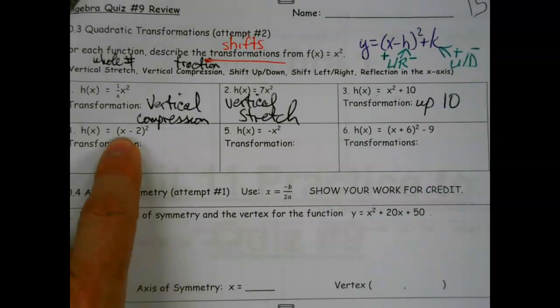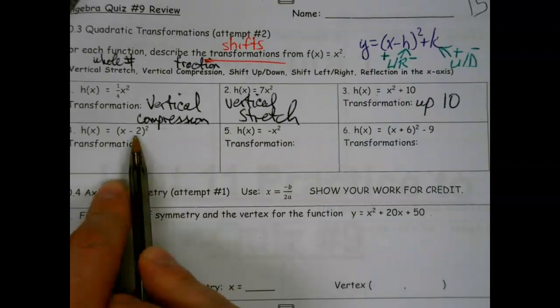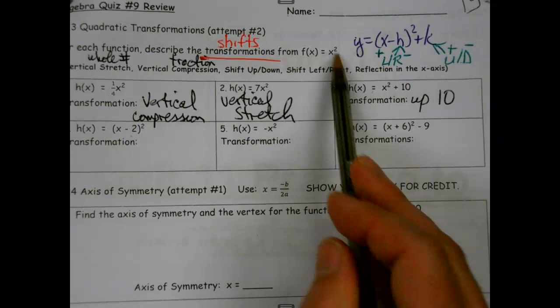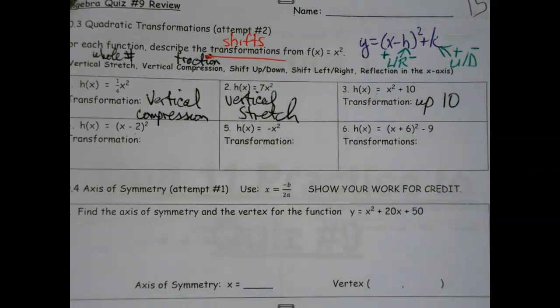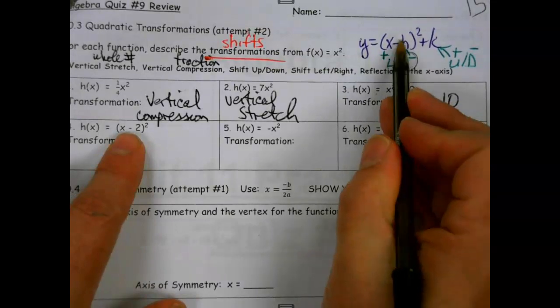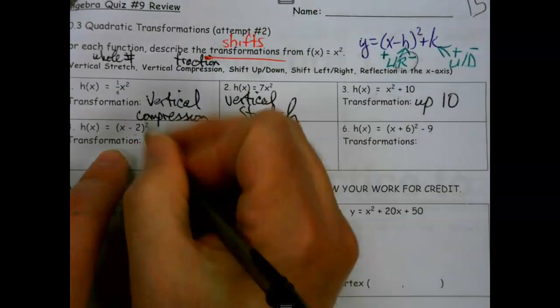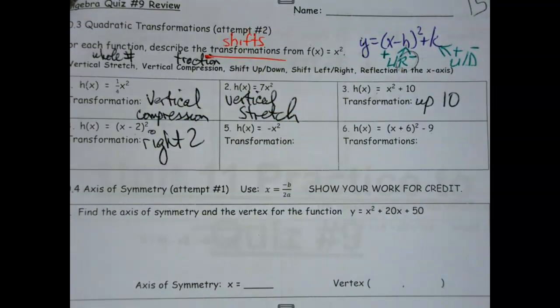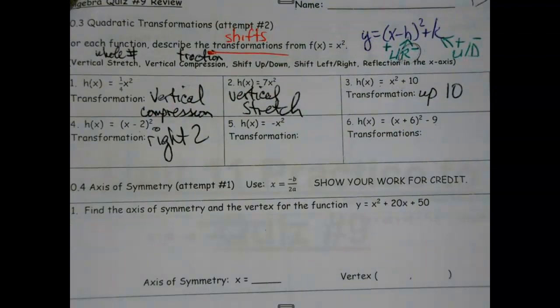I look at the next one. Minus 2 inside the parentheses. Use the hint. Because it's literally right there. Oh, false. Inside is left and right. It's the opposite of what we think. So we'd be going right 2.